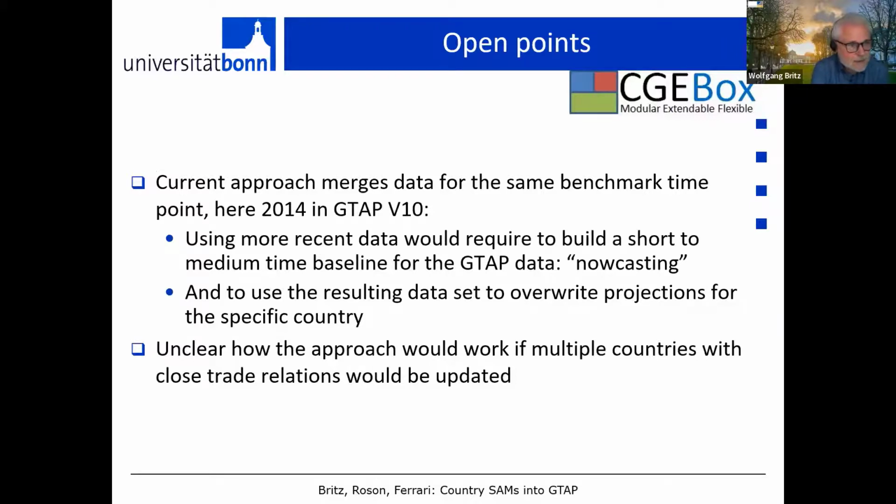There are some other open points. Yeah. So we were lucky that the SAMs we had, they were matching the benchmark here of GTAP. But what if you have really more recent data? So you have GTAP data from 2014 and now a SAM from 2019. Yeah. You shouldn't fudge the 2019 data and their macro totals against the 2014. That doesn't make sense. So somehow you would need then a way to update the GTAP data set to 2019.